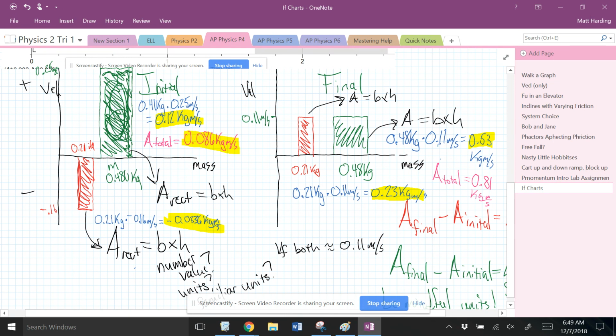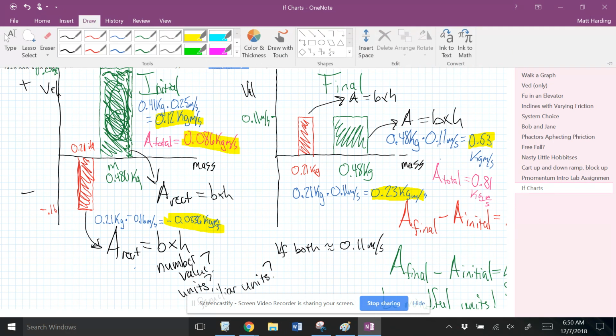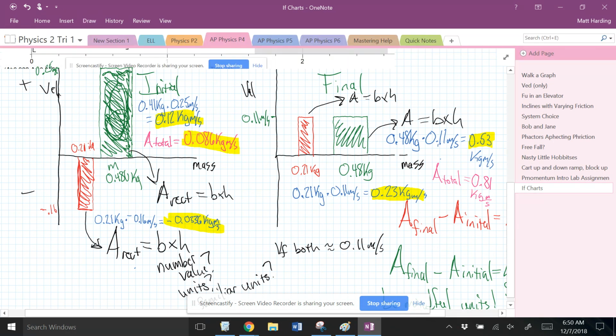that doesn't look right. Let me double check that. What did I say here? 0.53 plus 0.23. There we go. It's even worse than that. I think 0.76. All right, kilogram meters per second for the total over there.